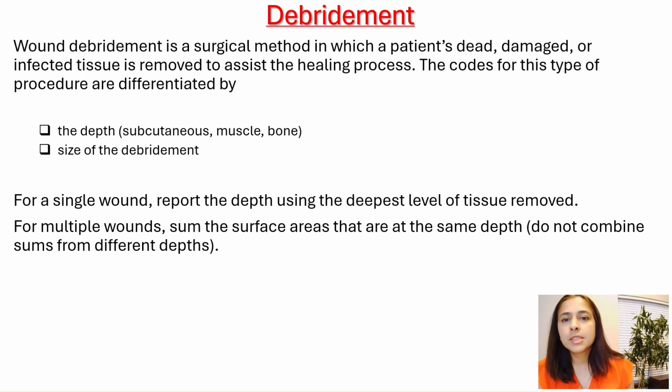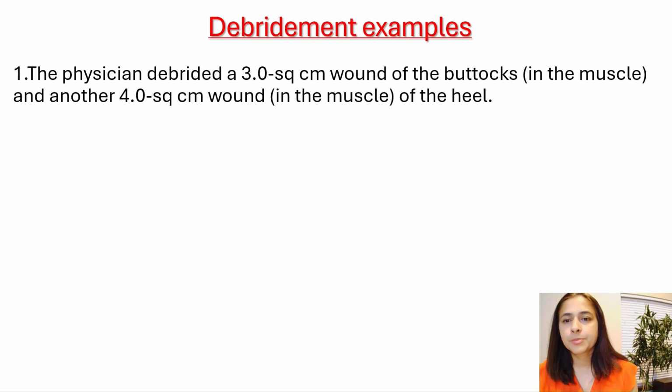Debridement. Wound debridement is a surgical method in which a patient's dead, damaged, or infected tissue is removed to assess the healing process. The codes for this type of procedure are differentiated by the depth, which can be subcutaneous, muscle, or bone, and the size of the debridement. For a single wound, report the depth using the deepest level of the tissue removed. For multiple wounds, sum the surface area that are at the same depth. Do not combine sums from the different depths.